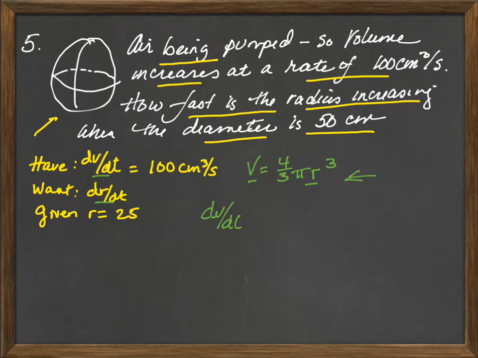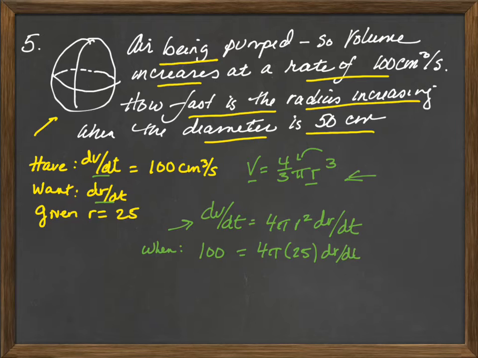dV/dt is equal to 4 pi, bringing the 3 down, 4 pi r squared dr/dt. Now I have dV/dt, that's 100. This is the when part now. After I take the derivative, this is when I do the when. So 100 is equal to 4 pi, and then the radius is 25 squared, dr/dt.